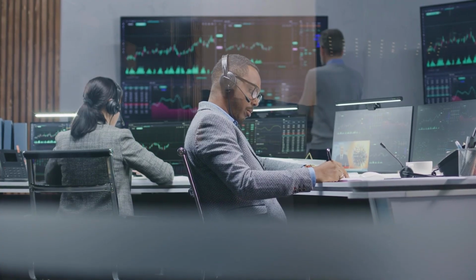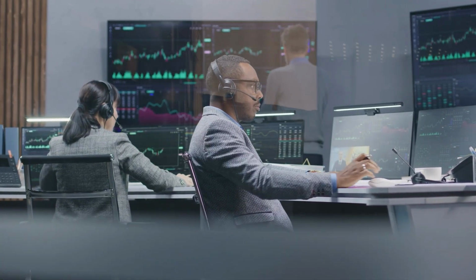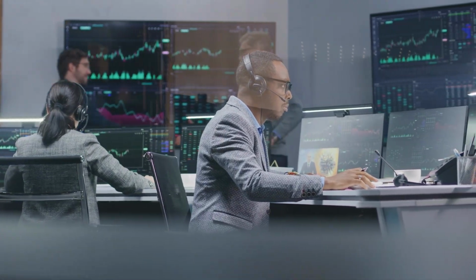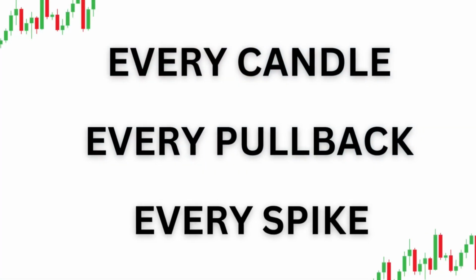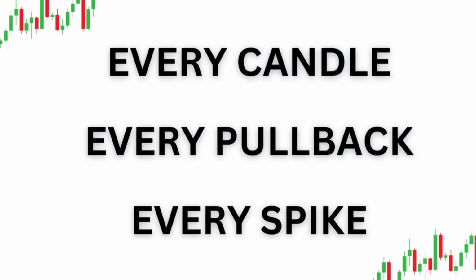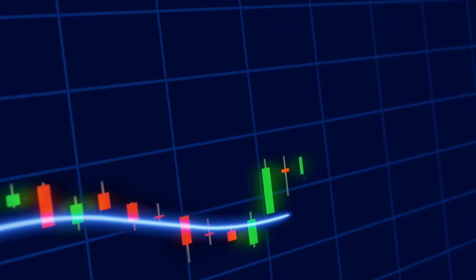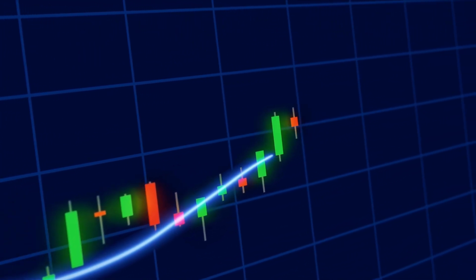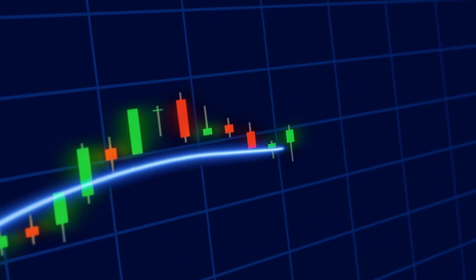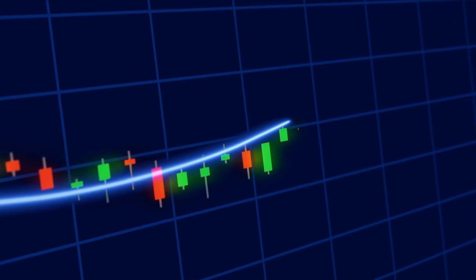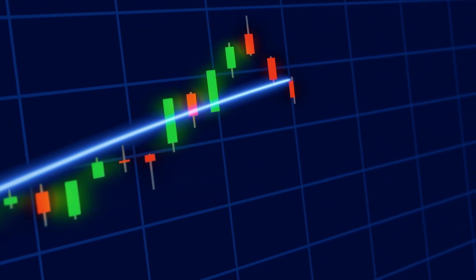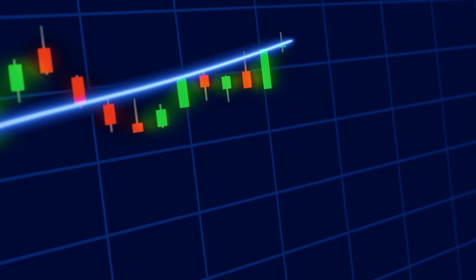Because you know what? Most traders lose during New York because they trade everything. Every candle, every pullback, every spike. New York session is aggressive, but if you don't have rules, it will humble you faster than you can ever imagine. So instead of trading more, we trade less with clear intention. That's it. So I want you to grab a pen and a notepad because here's your first rule.